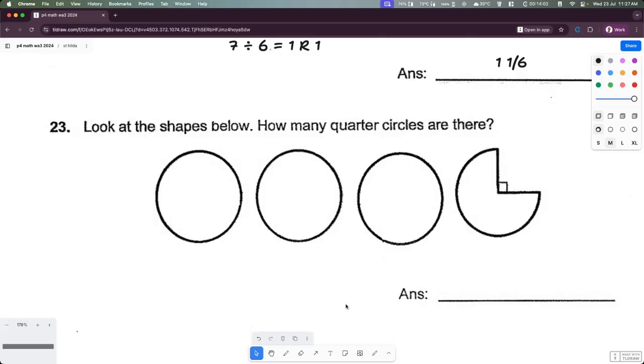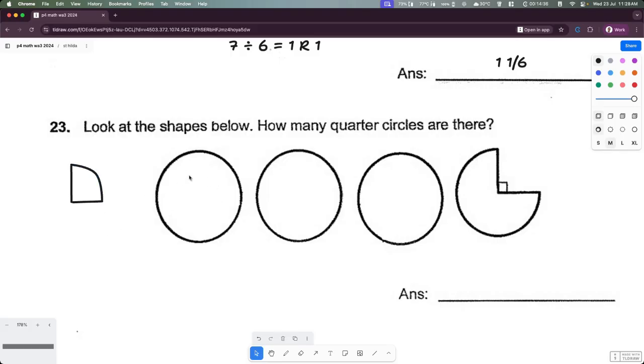Question 23. It says here, look at the shapes below. How many quarter circles are there? So what is a quarter circle? A quarter circle is basically, if I were to draw it out, I would have a line, maybe this, then my other line will be the other way, and then lastly this line, another line to connect from one end to the other end, but we're going to make it into a quarter circle, right?